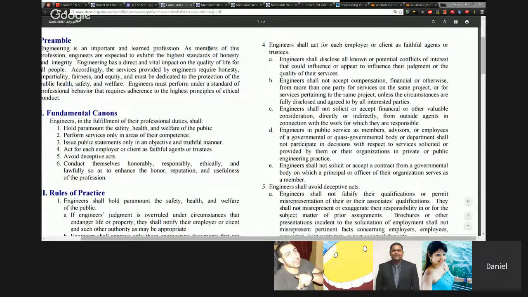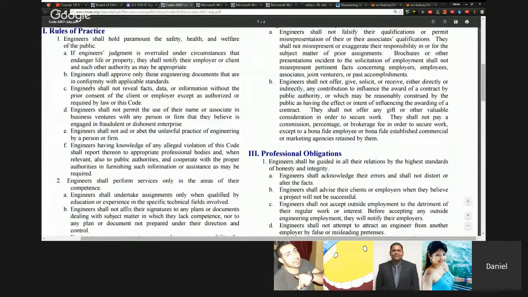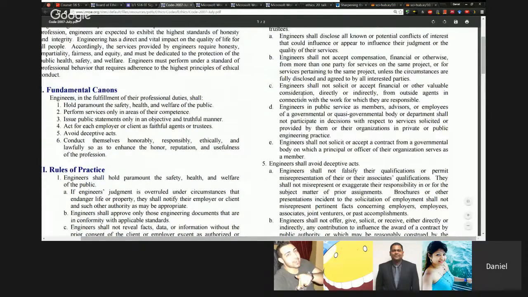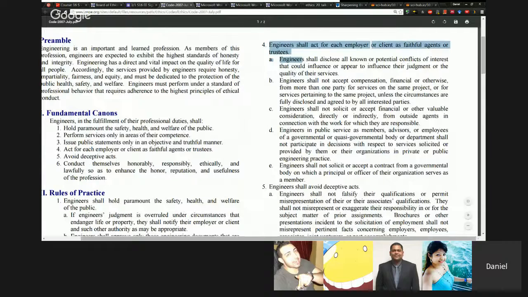All right, so back to the lesson. Again, we're going over each of the fundamental canons and how that plays out in particular cases. Engineers shall act for each employer or client as faithful agents and trustees. That you will act in your client's interest as long as it doesn't go against the health and safety and welfare of the public, as long as it doesn't require that you violate any of these other canons.